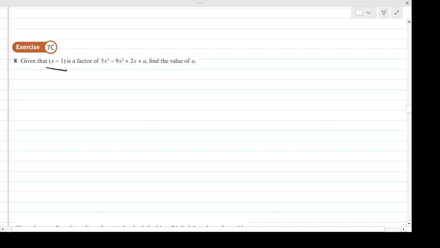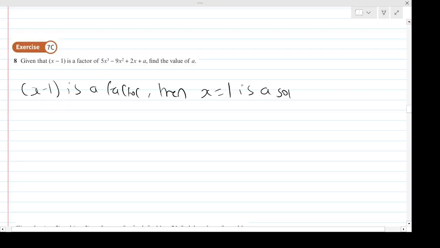If this is a factor of this, well, we can use the factor theorem to say, if x minus 1 is a factor, then x equals 1 is a solution, right? And again, that's akin to just basically setting the factors to 0. So we get x is 1 as a solution there, and we can say that's by the factor theorem.